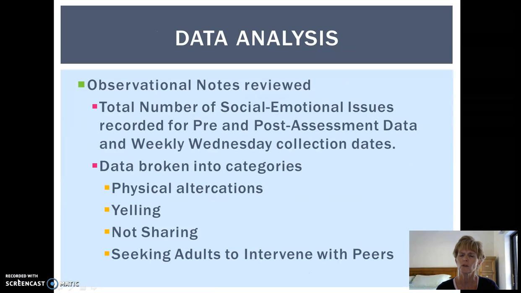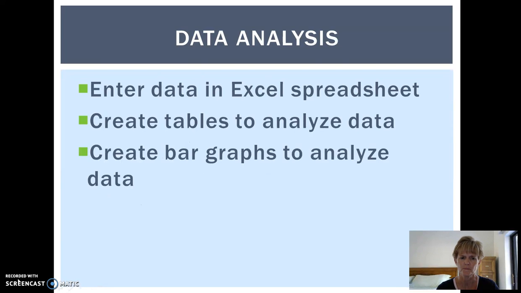Data analysis will occur through the review of the observational notes. The total number of social and emotional issues recorded for pre- and post-assessment data and weekly Wednesday collection dates will be looked at. The data will be broken down into categories: physical altercations, yelling, not sharing, and seeking adults to intervene with peers. The data will be further analyzed by entering the data into an Excel spreadsheet and creating tables to analyze the data, as well as bar graphs.